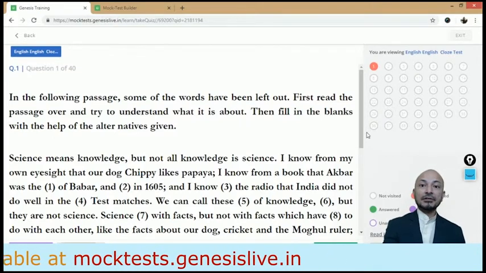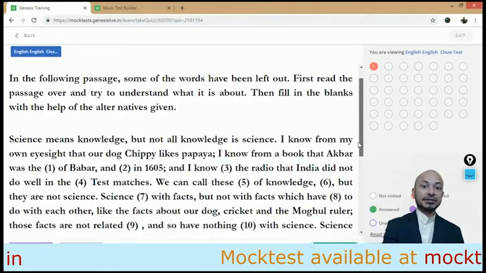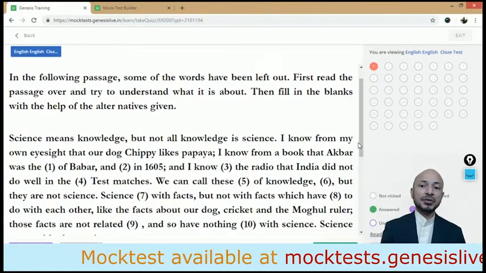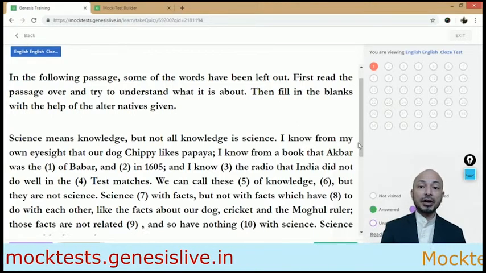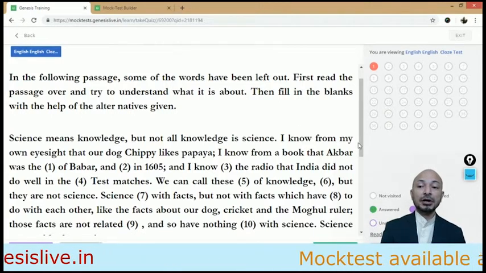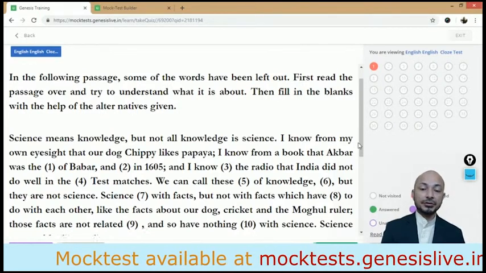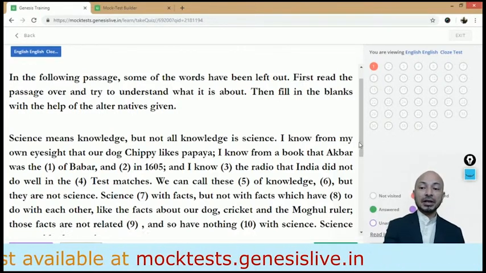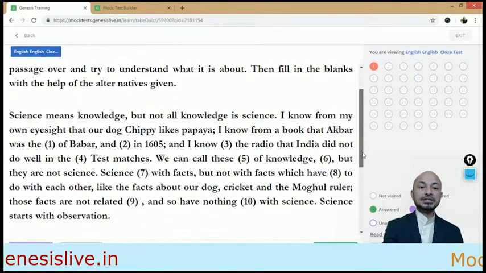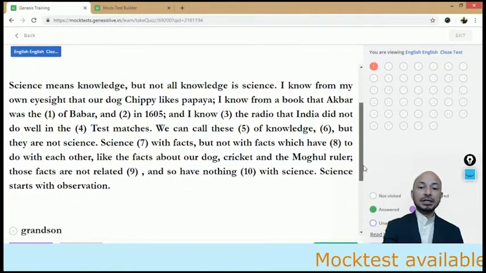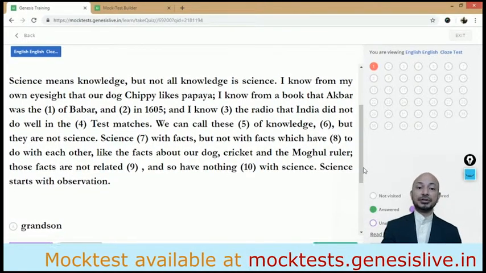So they have listed out a paragraph over here, and let's read the instructions first. In the following passage, some of the words have been left out. First, read the passage over and try to understand what it is about. Then fill in the blanks with the help of the alternatives given. So in this passage, some words are left out, and they have also given options below each passage. So below each number rather, we need to select which number it is.